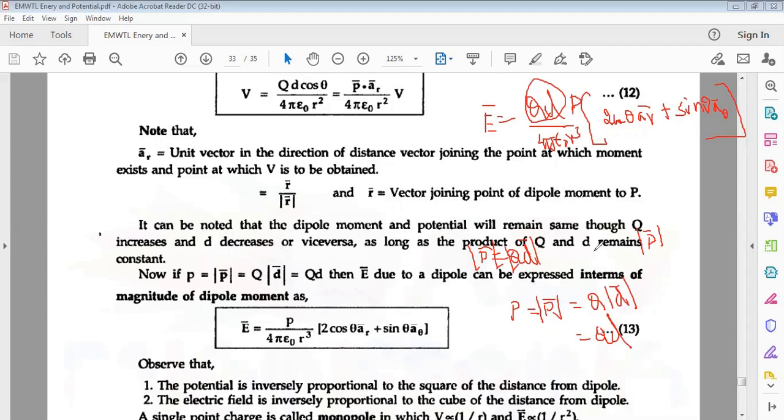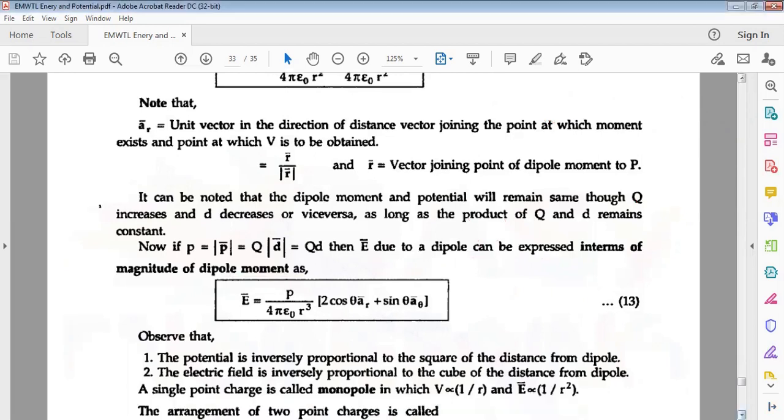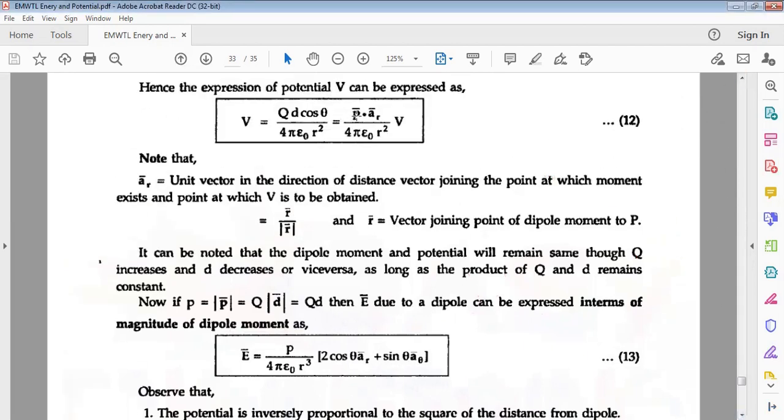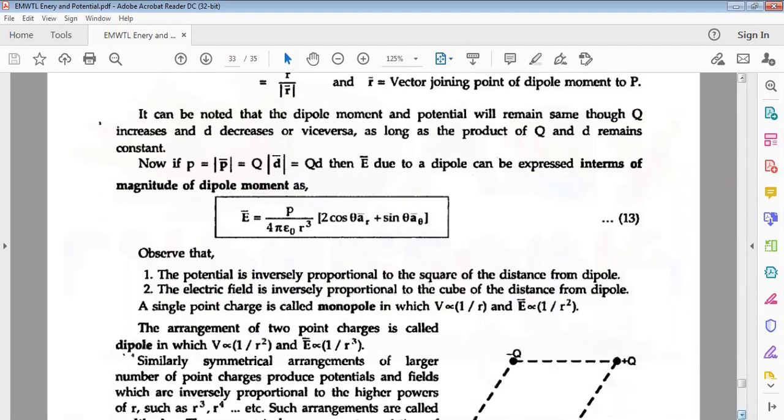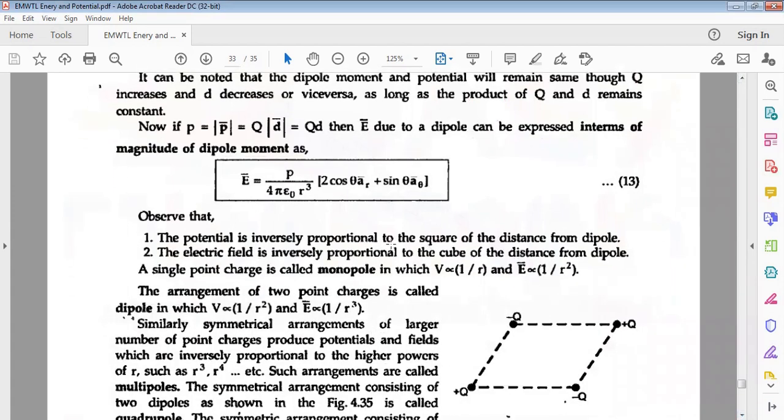So the electric field intensity due to the dipole can be expressed in terms of the magnitude of the dipole moment. E bar is equal to P by 4 pi epsilon naught R cube. QD cos theta is P bar dot AR bar. Here, the potential is inversely proportional to the square of the distance from the dipole, V is proportional to 1 by R square. And the electric field intensity is inversely proportional to the cube of the distance from the dipole.